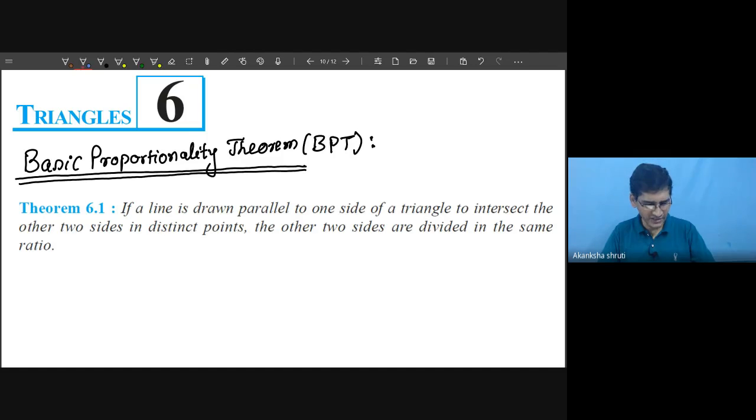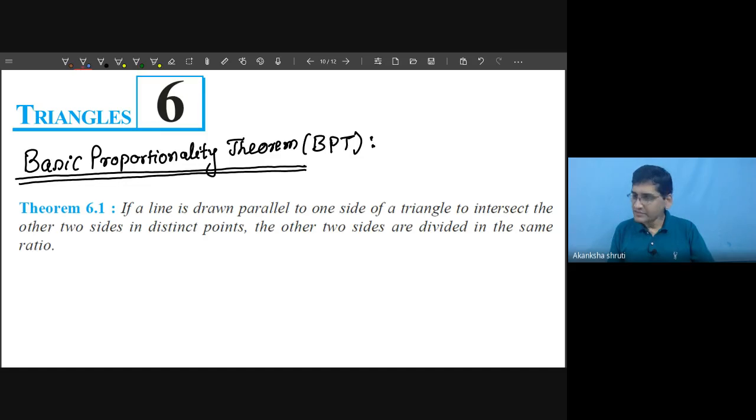Good evening, students. Today we are going to learn about the basic proportionality theorem. What is the basic proportionality theorem? How is this theorem applied for similarity of triangles? Those things we will learn.